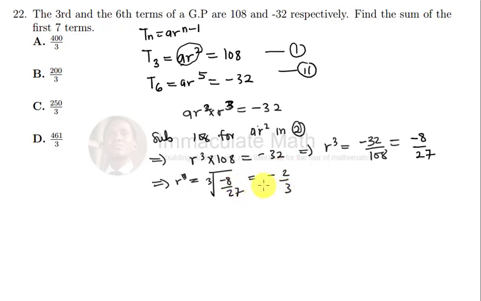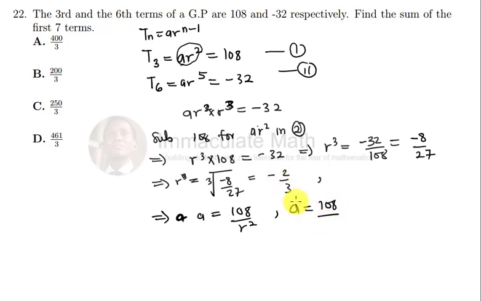Alright, so I have my common ratio to be minus 2 over 3. If my common ratio is that, what will be my first term? My first term will be a, all divided by r squared, that is 108 all divided by r squared. Don't forget that your common ratio is minus 2 over 3.